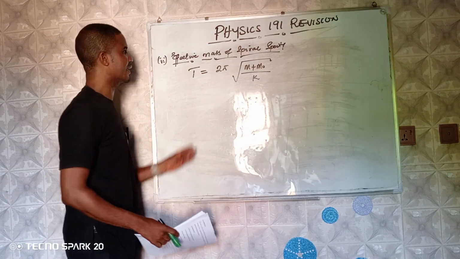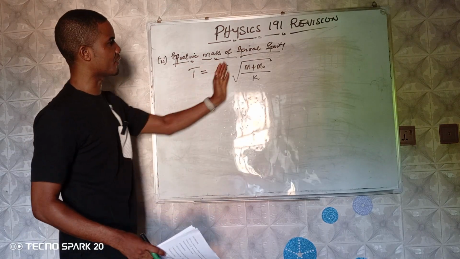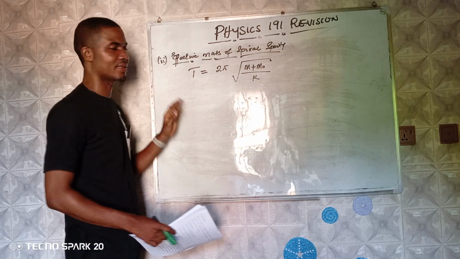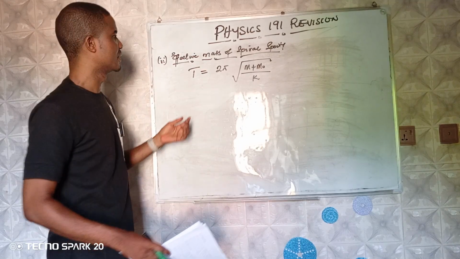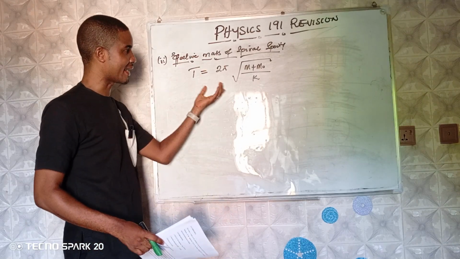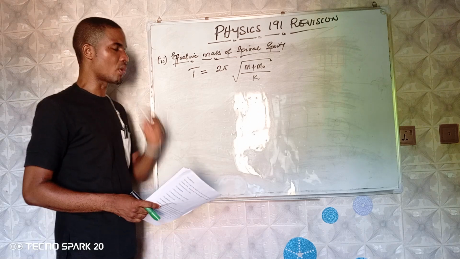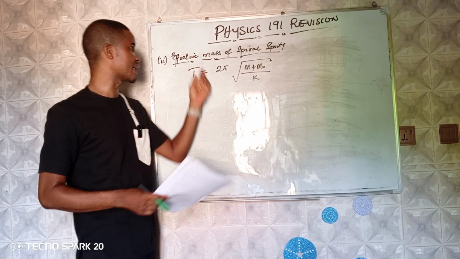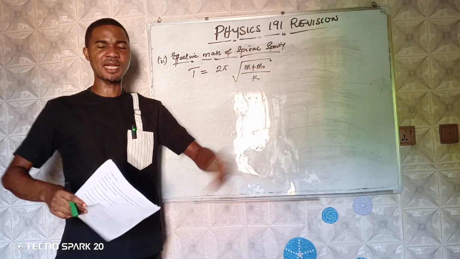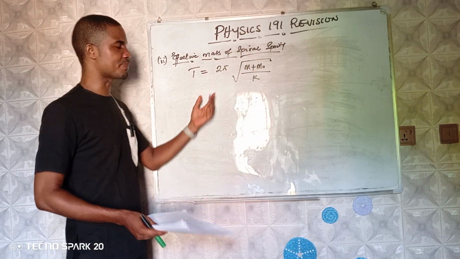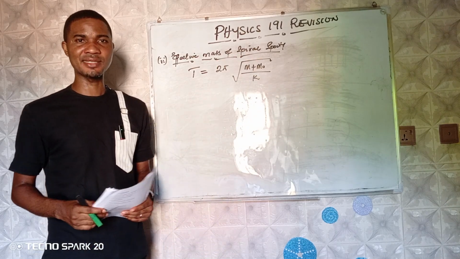Okay, the next one we're supposed to look at is the effective mass of a spiral spring. This is another experiment we did in the lab. So we want to linearize this equation of a spiral spring and see that when we do the experiment of the effective mass of a spiral spring, how will the graph go? We can only know that by linearizing the graph.